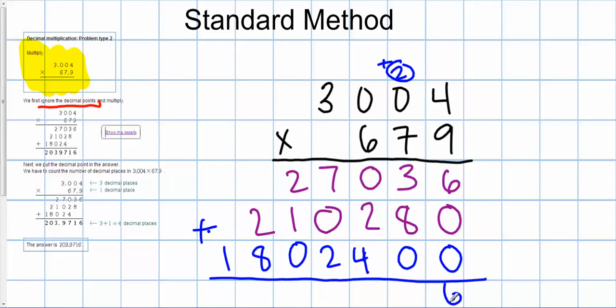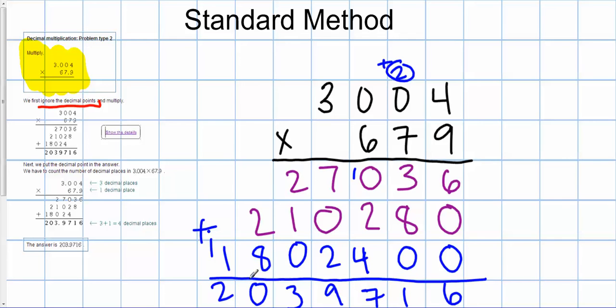So I should have 6. 8 plus 3 is 11. Carry my 1. That's going to be a 7. Didn't have to carry anything. That's going to be a 9. Didn't have to carry anything. That's a 3. That's 10. Carry my 1.